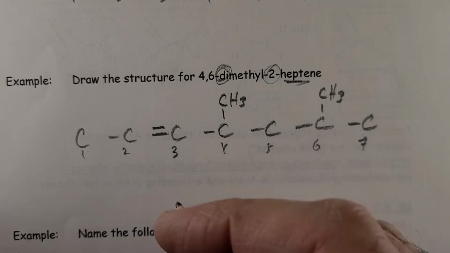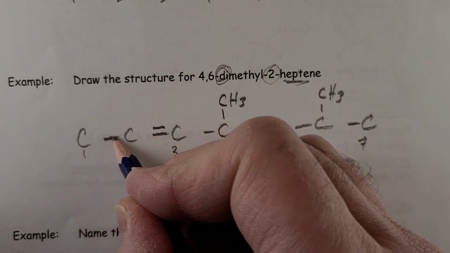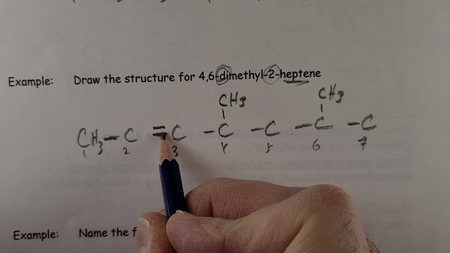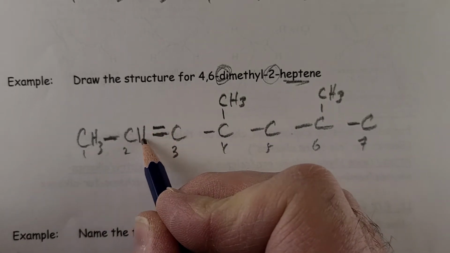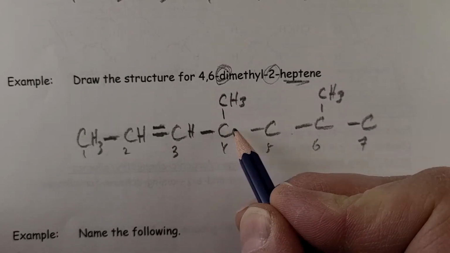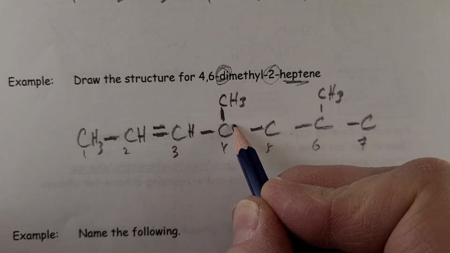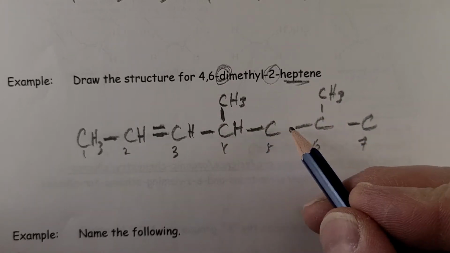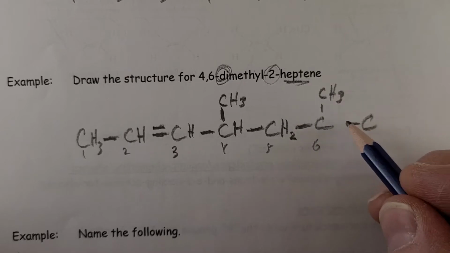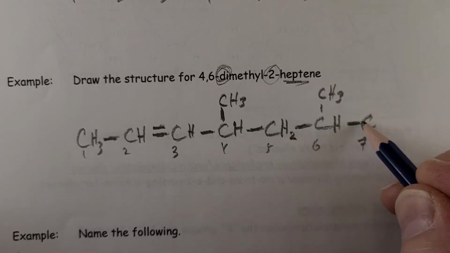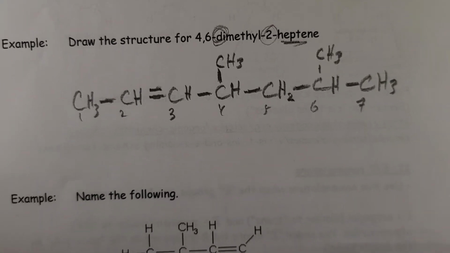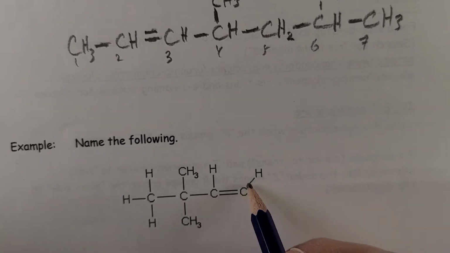Now we just have to worry about the H's. This carbon is bonded to 1 carbon, so 3 H's I need. This carbon, 1, 2, 3, so it needs 1 more bond, H. 1, 2, 3, 1 more bond. 1, 2, 3, 1 more H. 1, 2, so 2 more. 1, 2, 3, so 1 more, and 1, so I need 3 H's there. And there we go. This one, we can see a double bond.